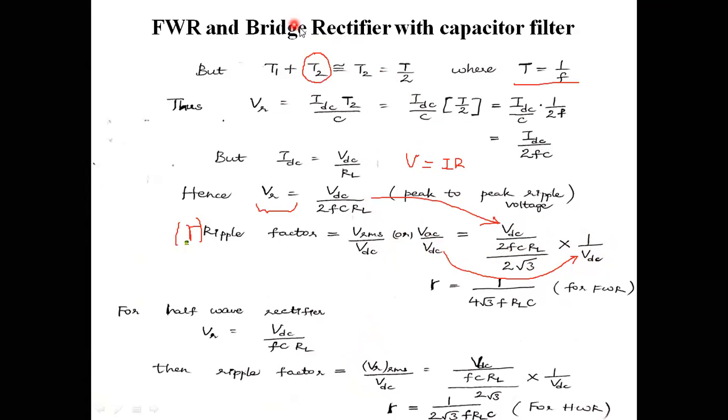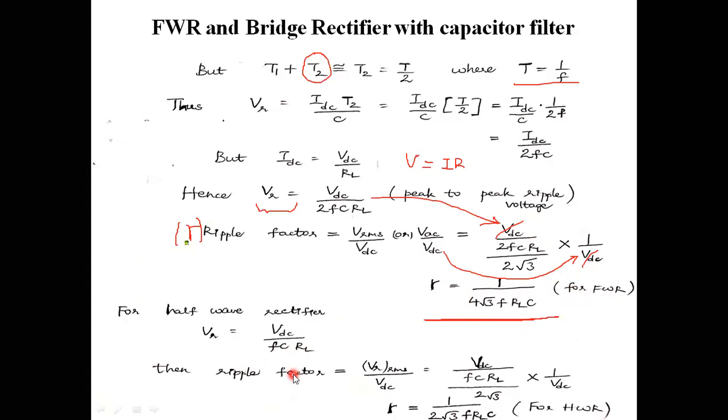This VDC and this VDC get cancelled, and finally gamma is equal to 1 by 4 root 3 F RLC. This is the final formula I am going to obtain, the final formula for full wave rectifier: gamma is equal to 1 by 4 root 3 F RLC. In this way, we are supposed to derive the ripple factor in full wave rectifier.